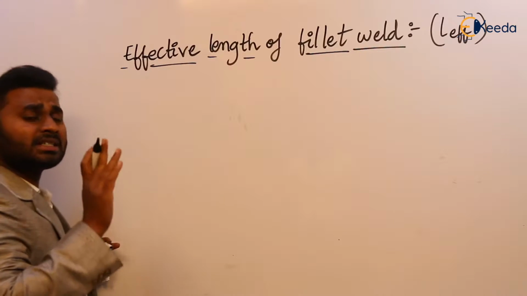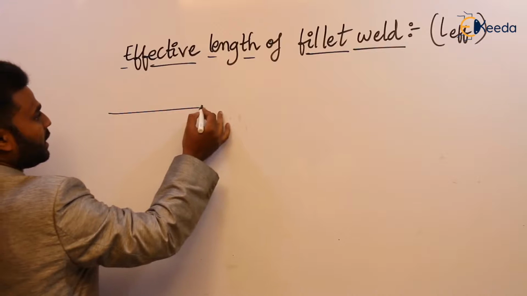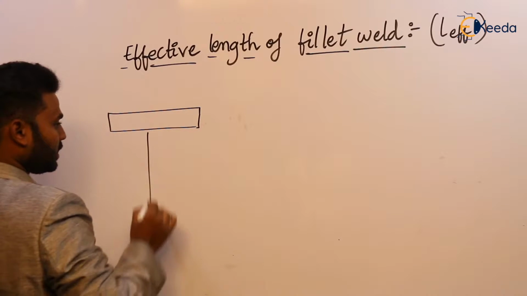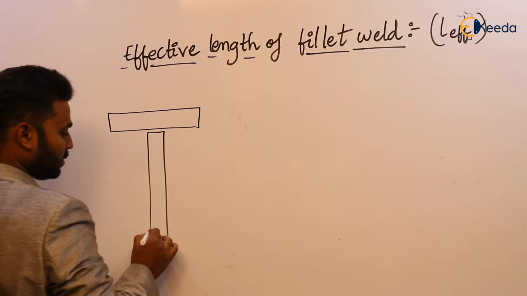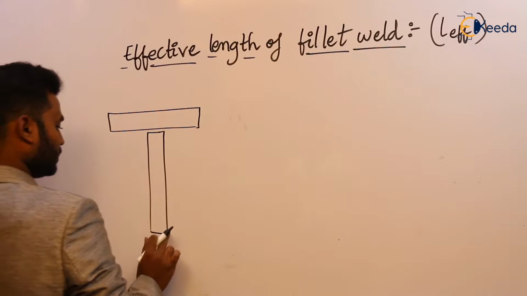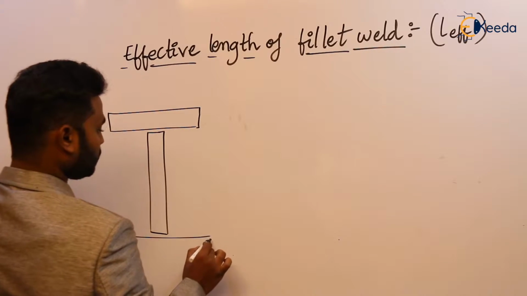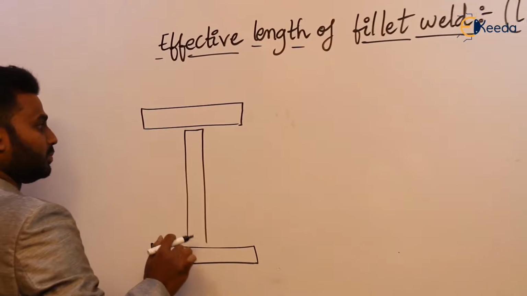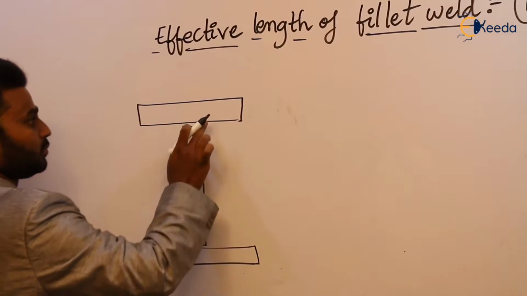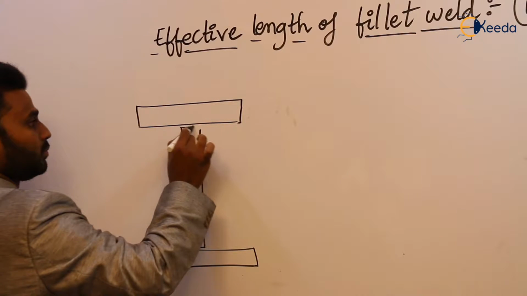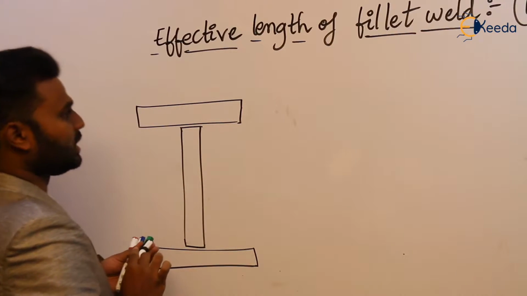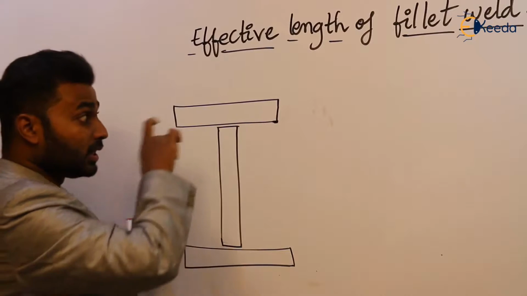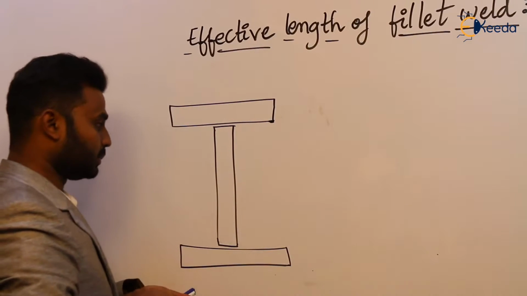So by using 3 plates here, I'm going to make an I section like this. This is one plate which I'm going to use as a flange plate, and this is another plate which I'm going to use as a web. This is one more plate. Top and bottom, two plates are going to be used as flanges, and in between the web. Now to connect these 3 plates, we require a weld. That weld is obviously a fillet weld, because we are connecting these members at an angle.